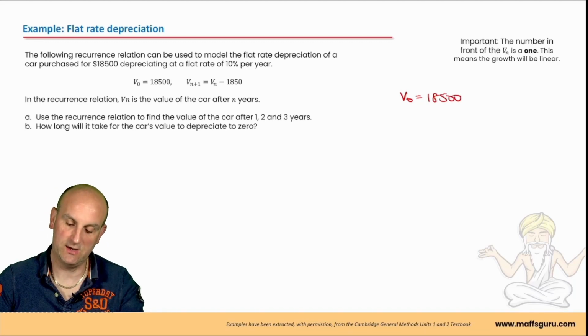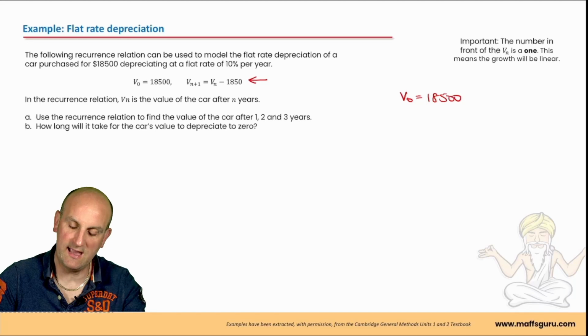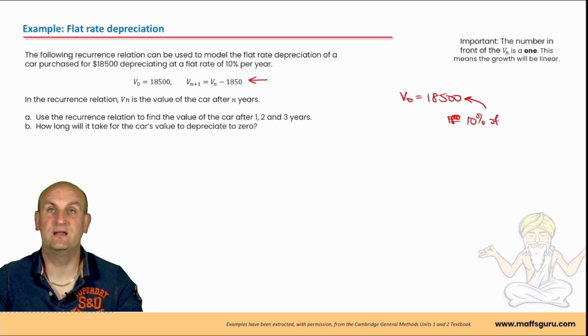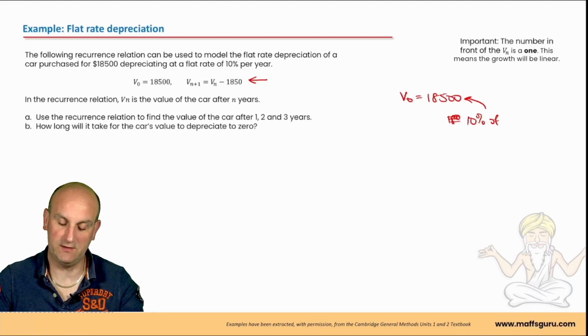What's the context of the question, all right? He's purchased a car for $18,500, depreciating at a flat rate of 10% per year, all right? So, V of n plus 1 equals V of n minus 1,850. Now, you may be wondering, where on earth did we get this 1,850 from? Well, it's actually 10% of that value there. So, when you work out 10% of that value there, you get 1,850. Right, use the recurrence relation to find the value of the car after 1, 2, and 3 years.